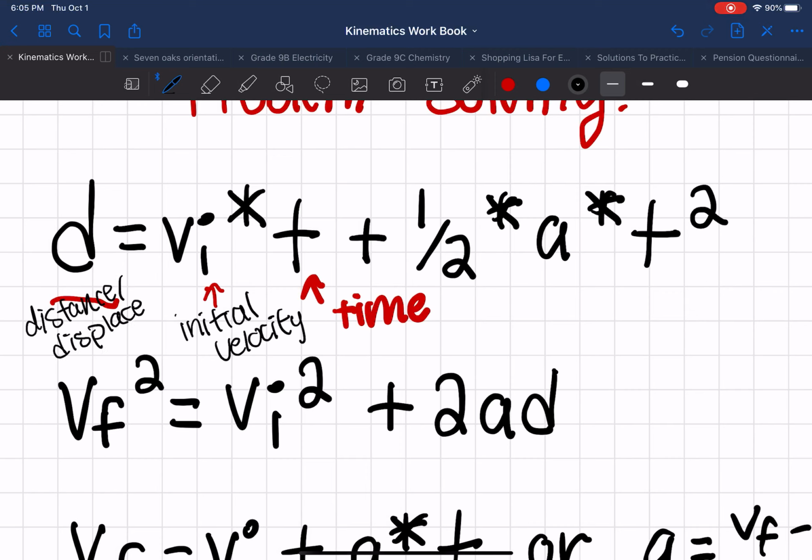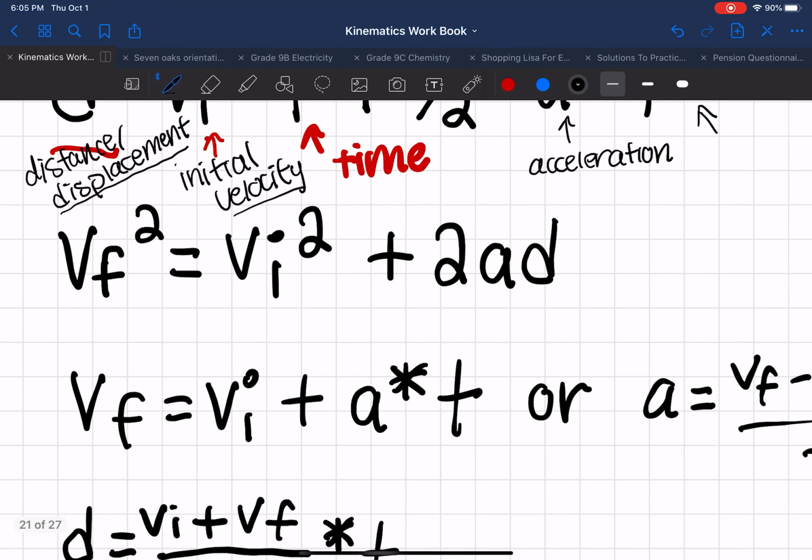But if you're working with velocity, you're most likely going to be working with displacement. If you're working with speeds, then you're working with distance. Time is T. Then we have a 0.5 here in the formula, and then we have acceleration. A stands for acceleration of the object, and again T for time, and then it is squared.